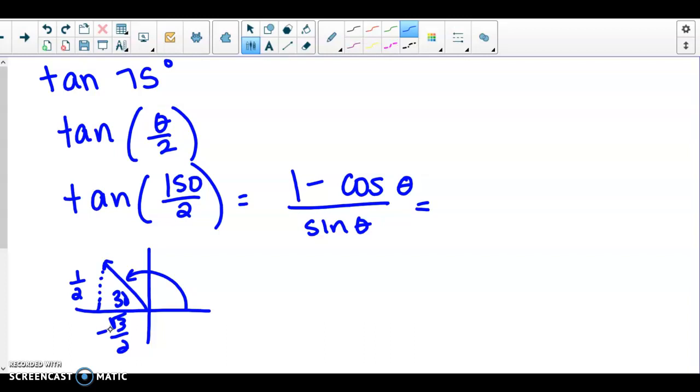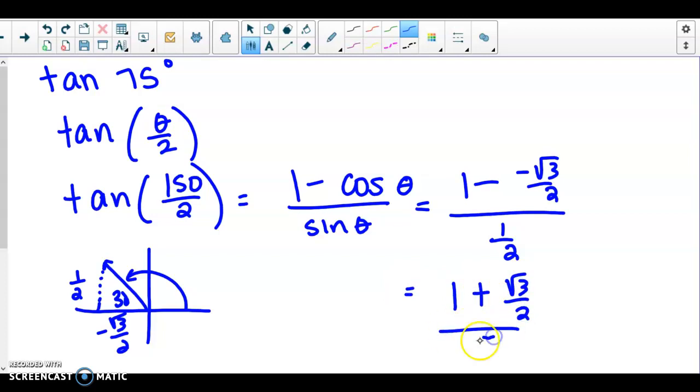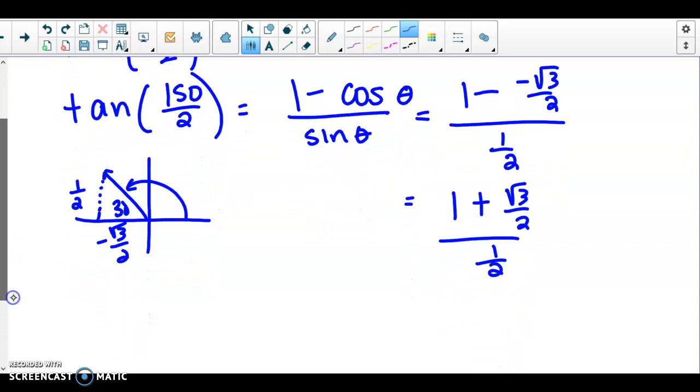Now I can fill in what I need. 1 minus, the cosine is negative square root of 3 over 2. The sine is 1/2. That's the same thing as 1 plus the square root of 3 over 2, over 1/2. Now, if you gave me this answer on a test or quiz, I would be elated that you got the formula right, you used the right angle, and you knew how to execute the problem.